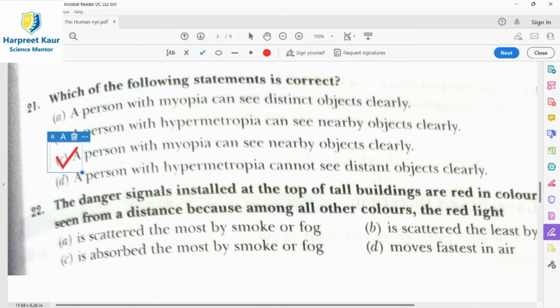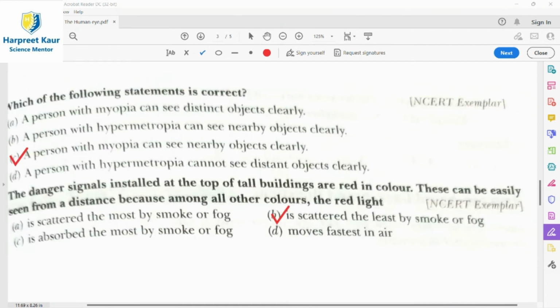Then question 22, the danger signals installed at the top of tall buildings are red in color and can be seen from a distance because among all other colors the red light is scattered the least. So option B is the right answer for this. It is scattered the least by the smoke or fog. Danger signals are generally red in color because the red color is scattered the least by the air, water, or dust molecules, and it has the highest wavelength of all the colors, and therefore it gets scattered the least.